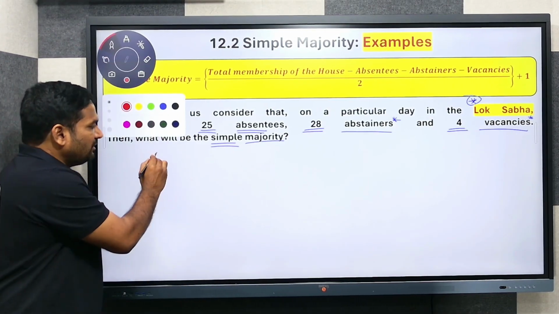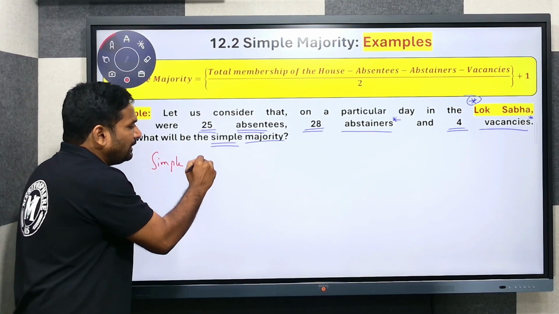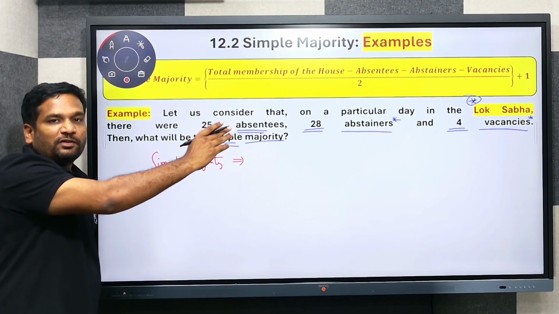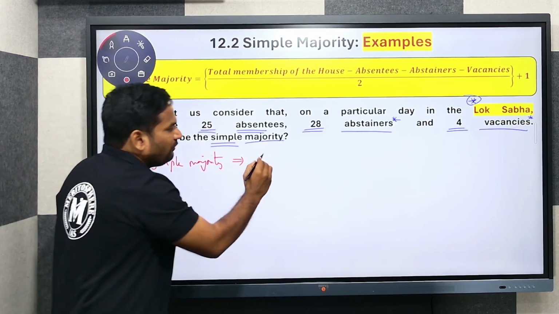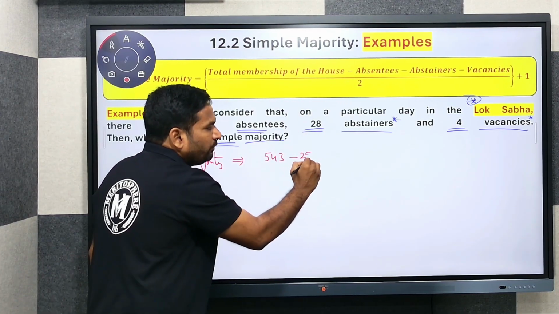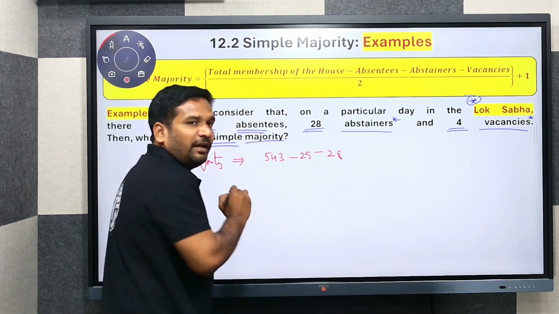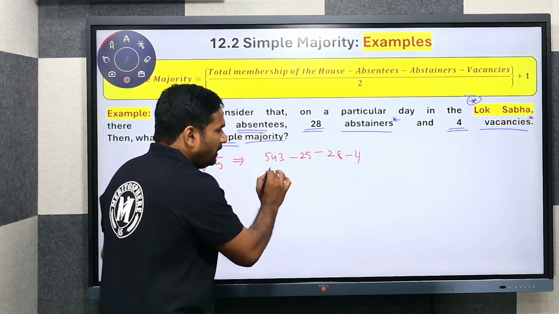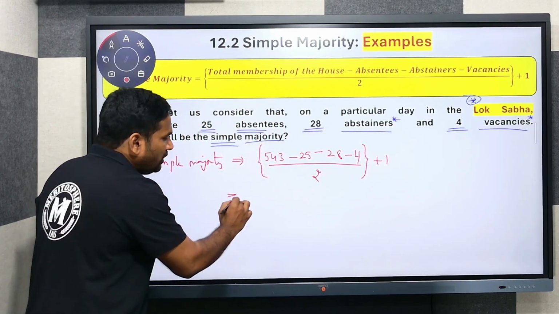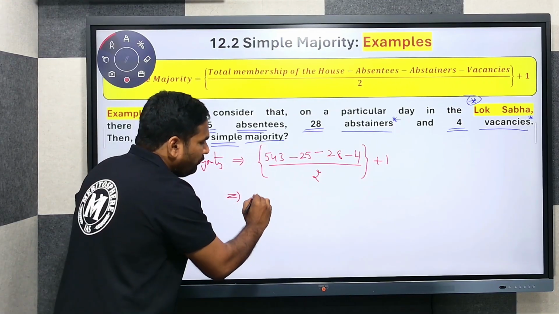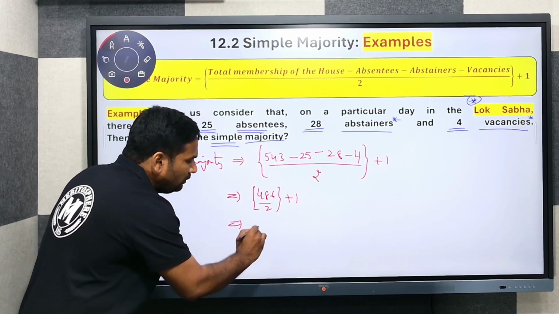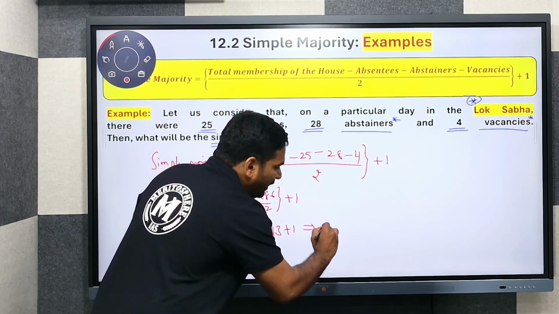So the process goes like this: simple majority equals, just substitute in the above formula. We are talking about the Lok Sabha, so the total membership of the Lok Sabha is 543. 543 minus absentees, which are 25, minus abstainers, which are 28, minus the vacancies, 4, divided by 2 plus 1. Got my point? So the total value turns out to be 486 by 2 plus 1, which is equal to 243 plus 1, that implies 244.